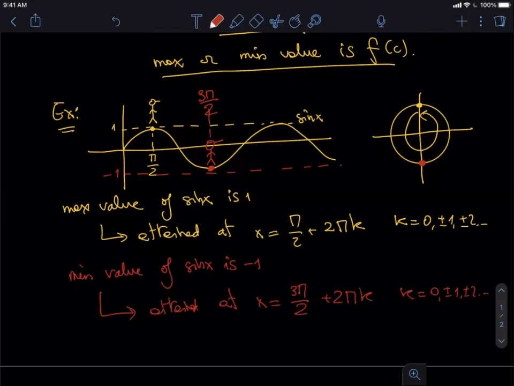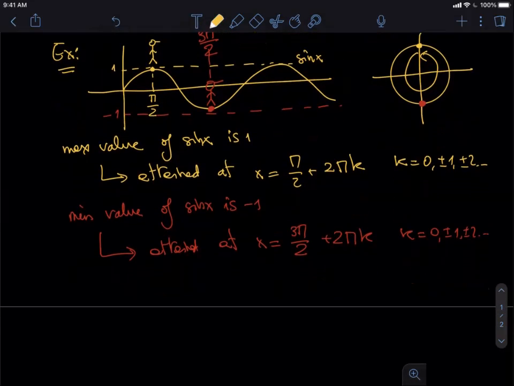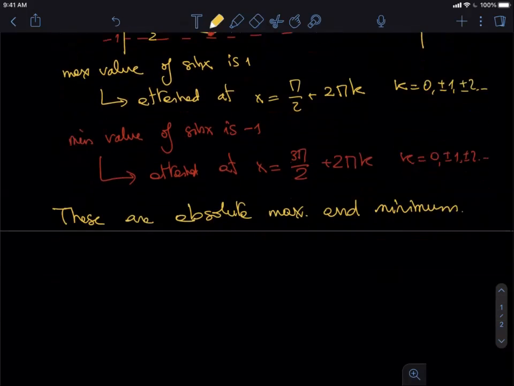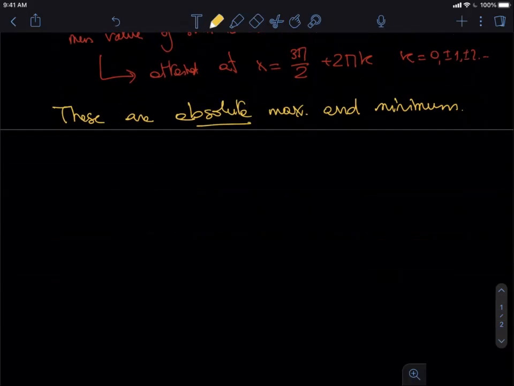Okay. And here comes the interesting thing. When we look at this function, these are what we call absolute maximum and minimum. Why? Because there are no other points for which the value of f is larger for this particular function. Okay, the cosine actually works similarly, but let's define carefully what I mean by absolute here.